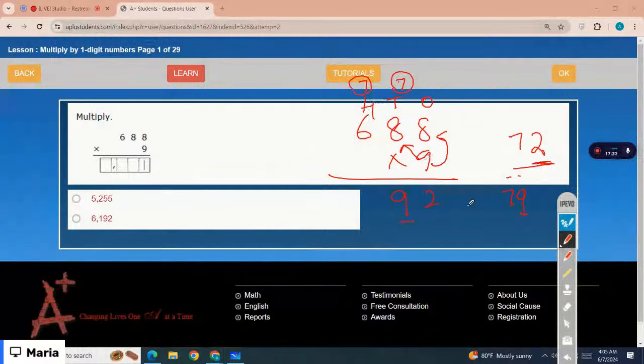9 times 6 is 54. 54 plus 7 is 61. You don't have any other digit, so write the last digits over here. That is 6192. Option number 2 is the correct option. Got it? That's how you multiply. If you have any question, you can please ask so that I can explain before we move on to the next question. Any question?